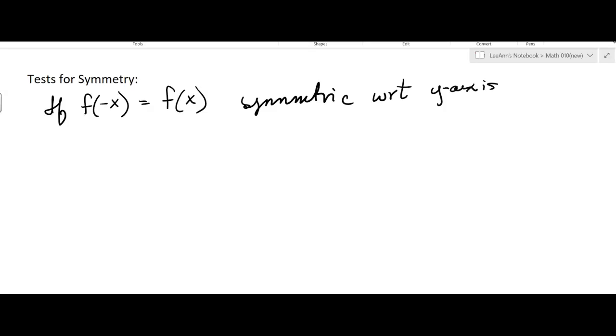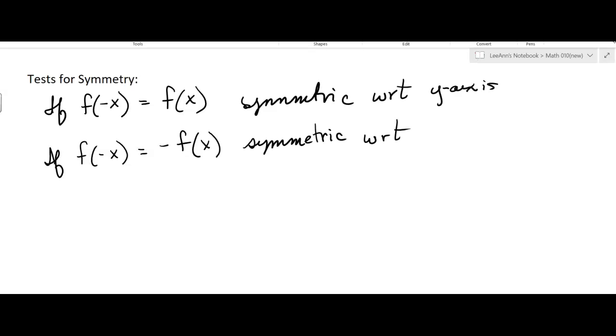And then if it's symmetric with respect to the x-axis, it's not a function. So we don't have a test in terms of function notation. But if you plug in the opposite of x and you get the opposite of the output, that is symmetric with respect to the origin.